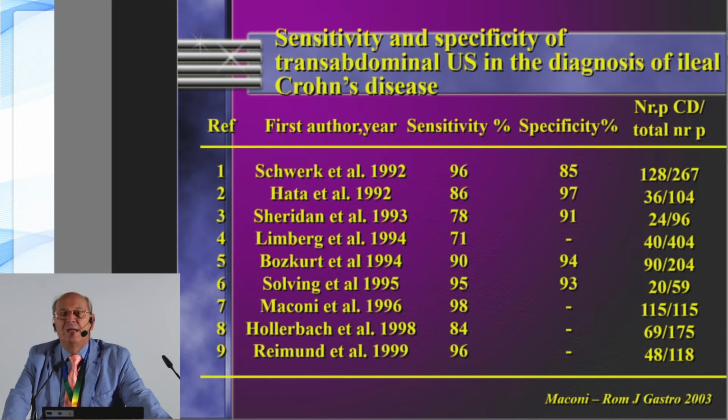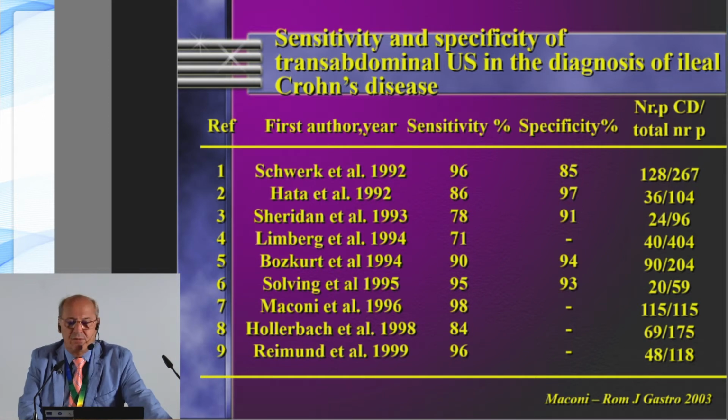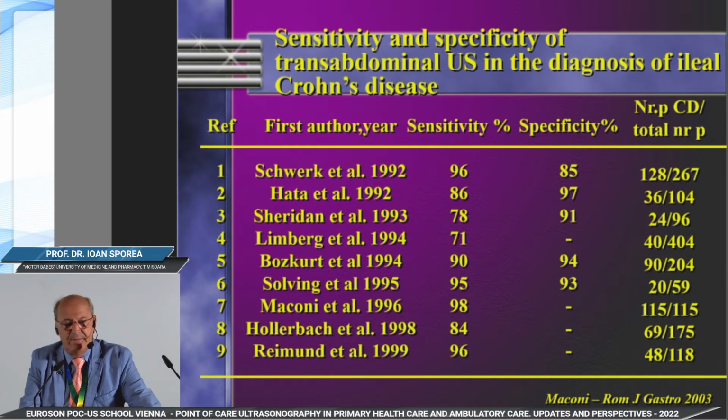And look here, it was between 92 and 99, and look at the sensitivity for a good team. This is 98 sensitivity of the Italian group of Marconi, and the specificity is very high, more than 85, going to 97 in such cases of diagnosis of ileal Crohn's disease, where the diagnosis is simpler.